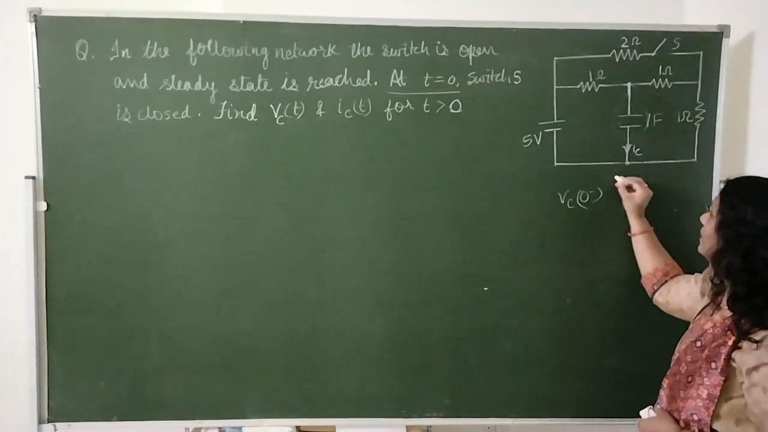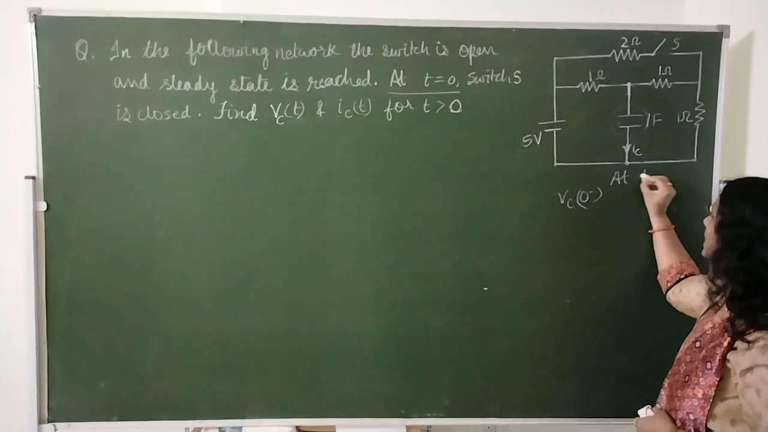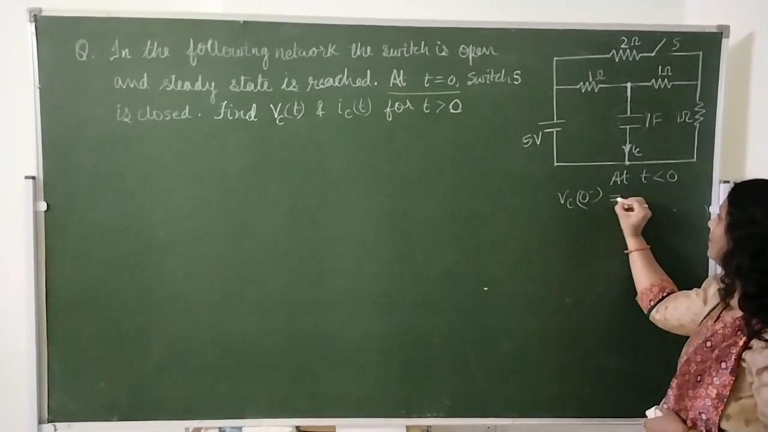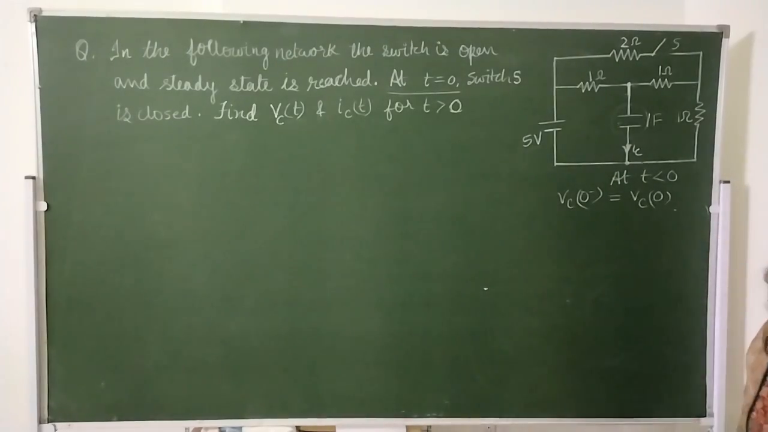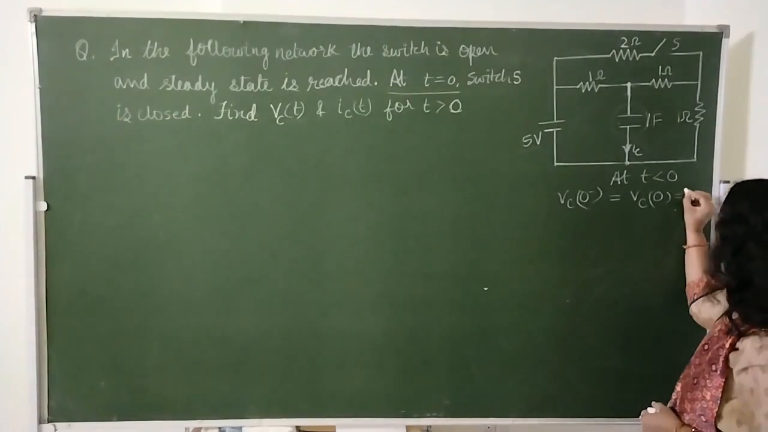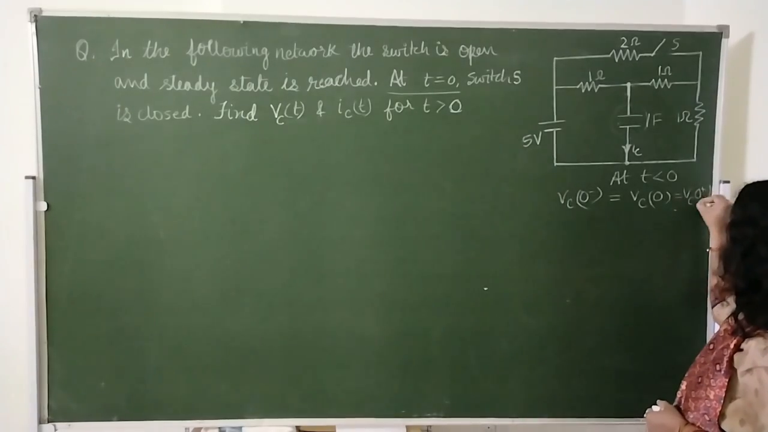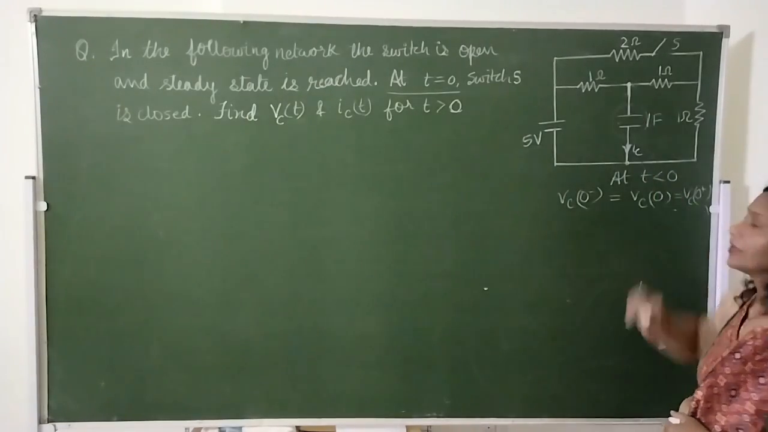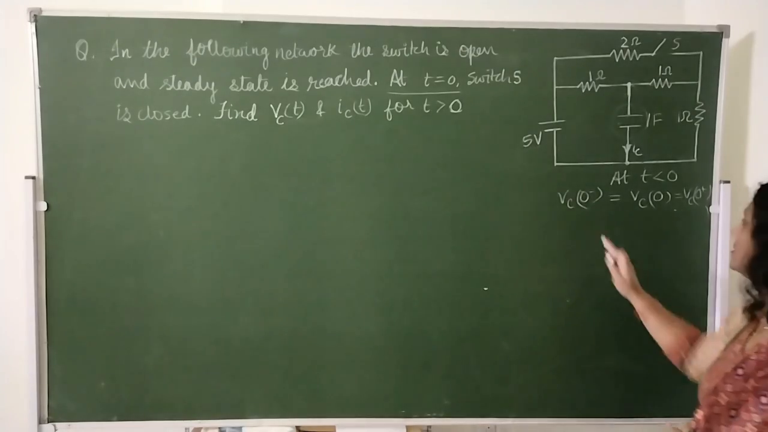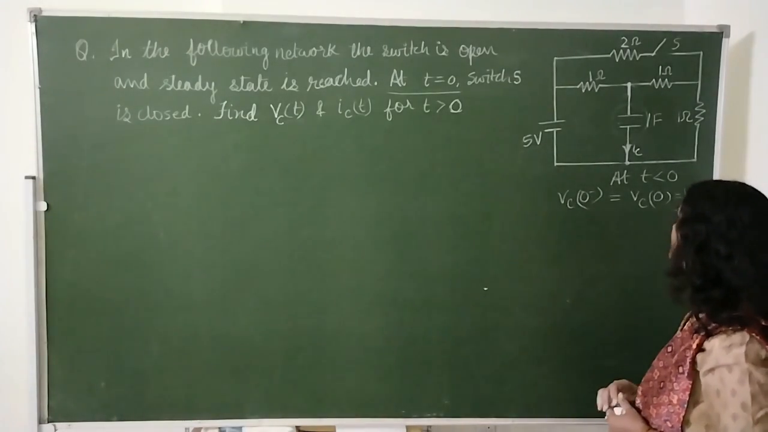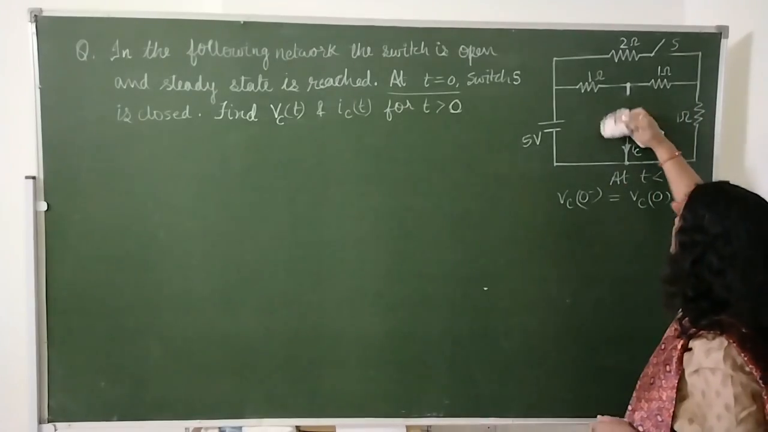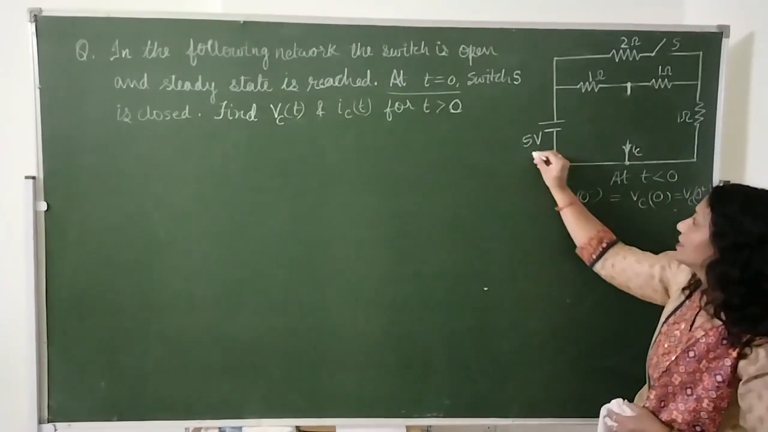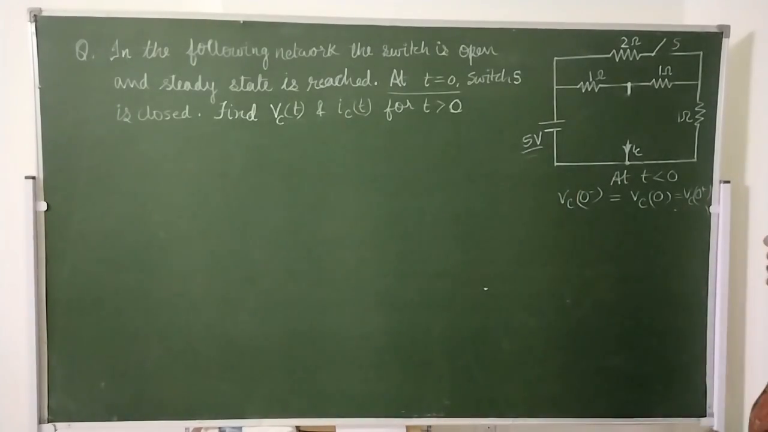When the switch is open, at time t less than 0, we will find the value of this, and it will remain the same as VC(0 minus) and VC(0 plus) because of the property of the capacitor. It doesn't change its state immediately. This capacitor will behave as an open circuit since it has been connected to this battery for a long time.